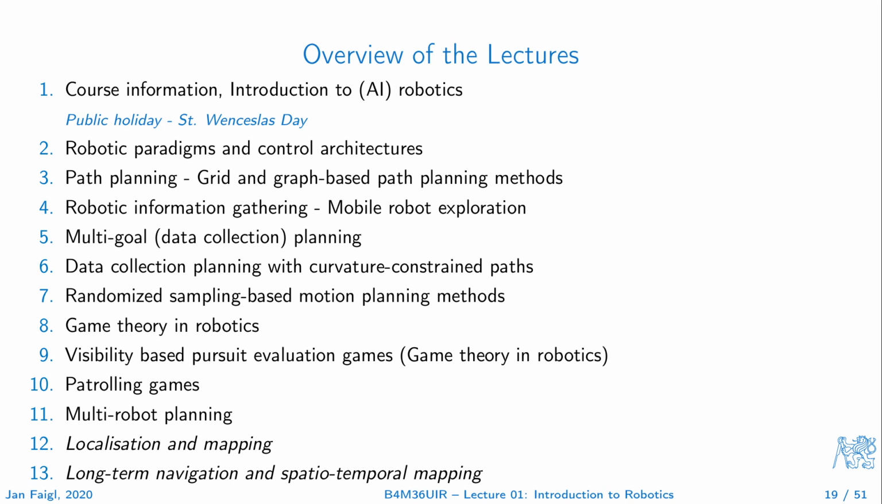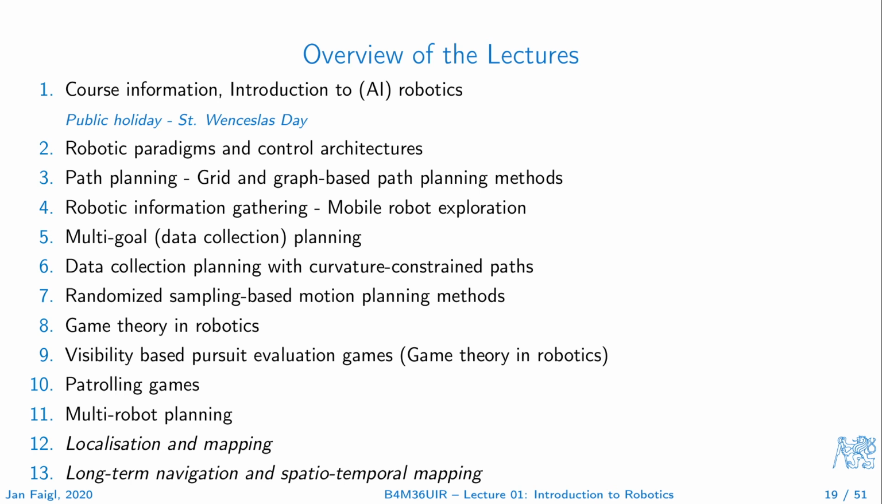but I will also show you some advanced planning techniques specifically designed for path planning on the grid. We will continue then with robotic information gathering with the representative problem of mobile robot exploration. And we will switch to multi-goal data collection planning, which is like surveillance and inspection planning. And if you would like to apply these methods to curvature-constrained paths that are required for aerial vehicles, for example, then we will cover that in the 6th lecture.